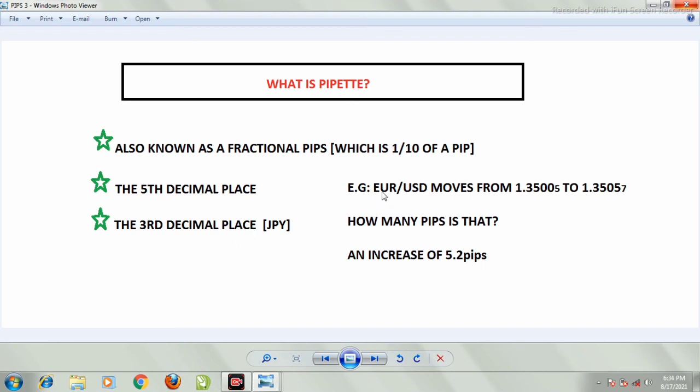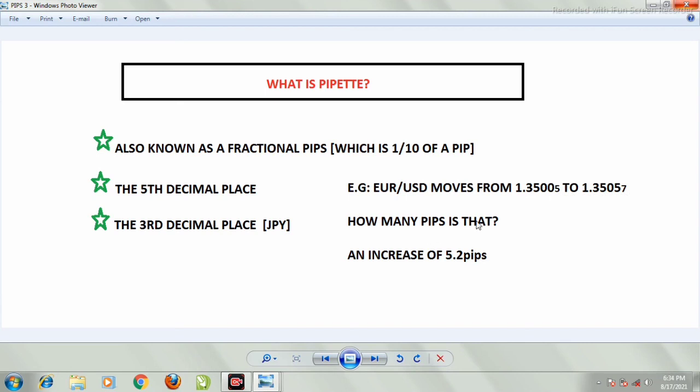Now let's say for example the EUR/USD moves from 1.35005 to 1.35057. Now you see this small 5 over here. This small 5 over here is the pipette. Okay, this small 7 over here is the pipette. Now all you have to do is take this number and minus it from here. So how many pips is that?